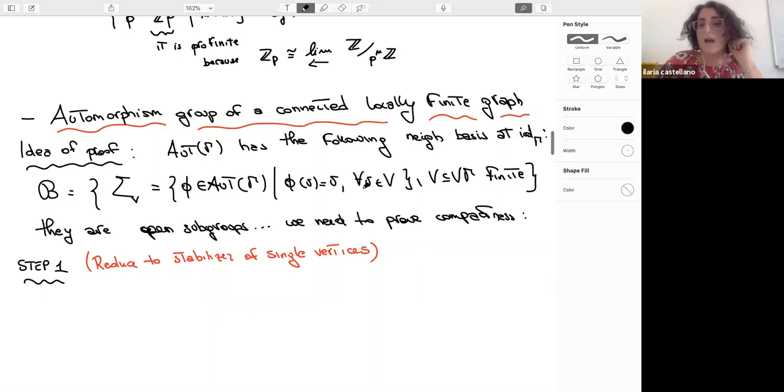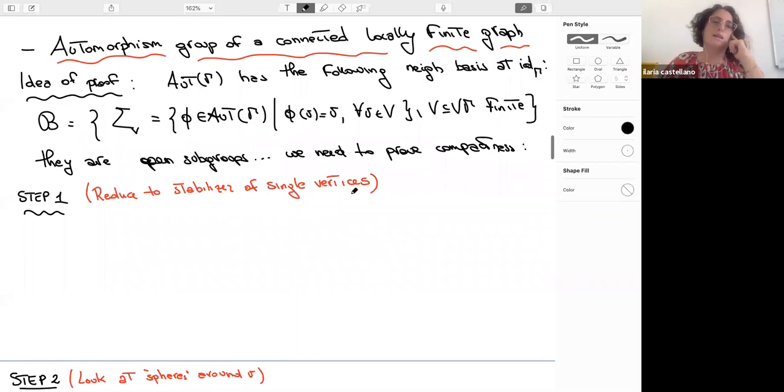So in order to apply, let's say, Van Dantzig, I have to prove that these are compact. Once I have this property, I can conclude that the group is totally disconnected and locally compact. So let's start with the idea of how do I prove this. The first step is to reduce to the stabilizer of single vertices. The fact is that I want to prove that each element of this neighborhood basis is compact.